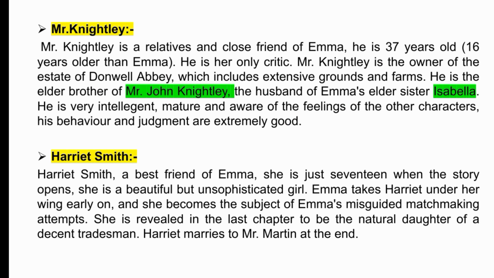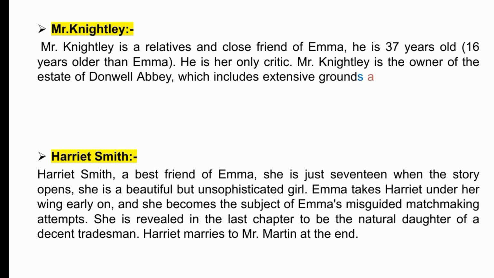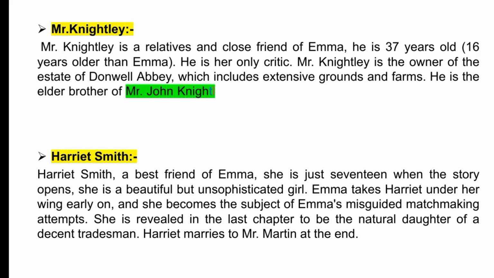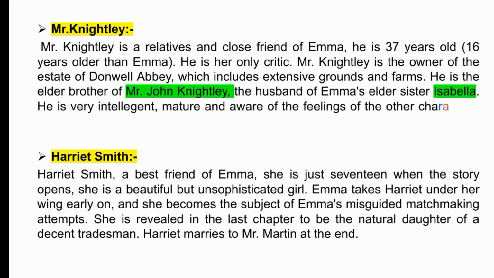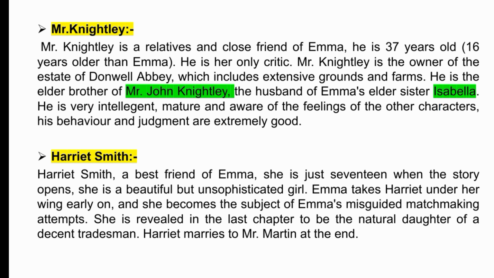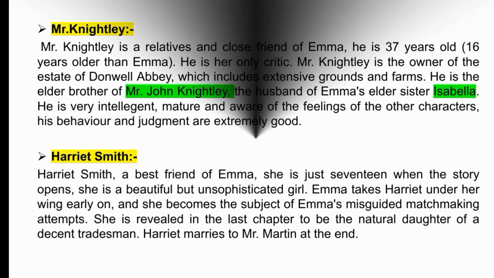Harriet Smith. Harriet Smith is a best friend of Emma. She is just 17 when the story opens. She is a beautiful but unsophisticated girl. Emma takes Harriet under her wing early on, and she becomes the subject of Emma's misguided matching attempts. She is revealed in the last chapter to be the natural daughter of a decent tradesman. Harriet marries Mr. Martin at the end of the novel.